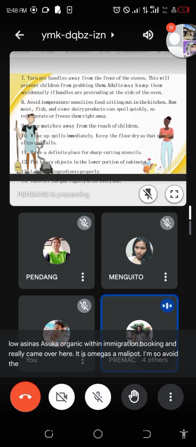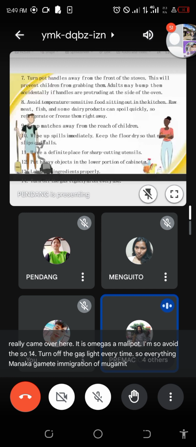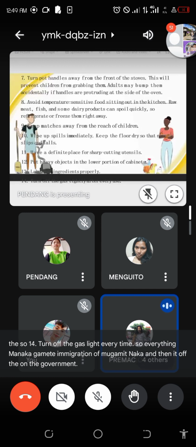So, 14, turn off the gas every time. So, every time nga magamit ka or man nakagamit, imugin na siyang pag-room. Araw ka na nimo i-on o gamit na ka and then i-off na yun. Nagkahon man nimo gamit kay mapunay kasagaran na mag-umaw and then mabuto.